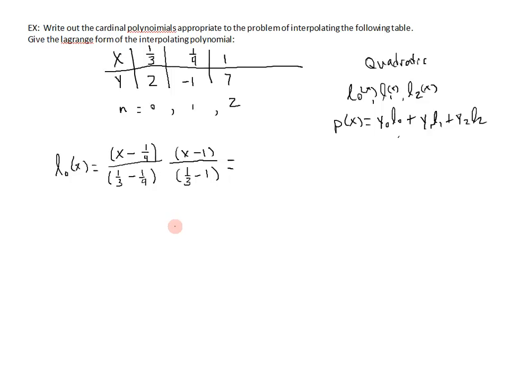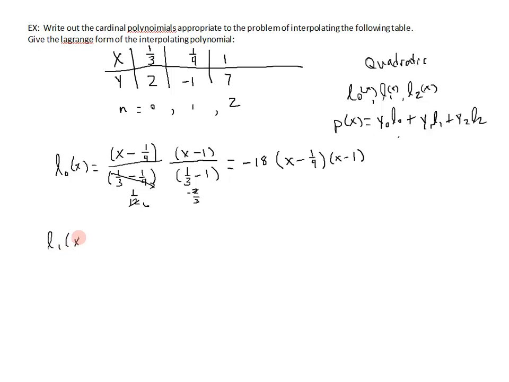So let's simplify this just a little bit. If we take 1/3 minus 1/4, that's going to be 4/12 minus 3/12, right? Which gives me 1/12, because you get 4 on top minus 3 on top over the common denominator 12. 1/3 minus 1 is negative 2/3. If we multiply those two together, the 2 cancels with the 12, leaving me a 6 in the denominator. So that's going to be negative 1/18. To divide by negative 1/18 is to multiply by negative 18. So we're at a negative 18, and then we'll still have the numerators, which is x minus 1/4 times x minus 1. All right, let's move on.